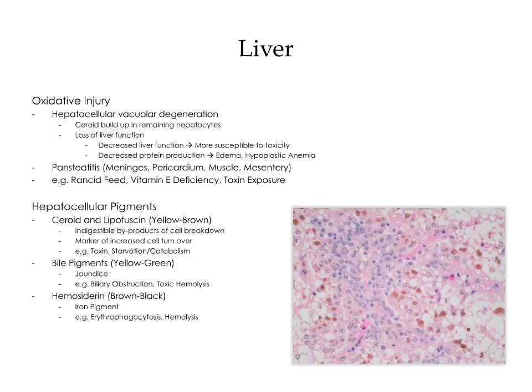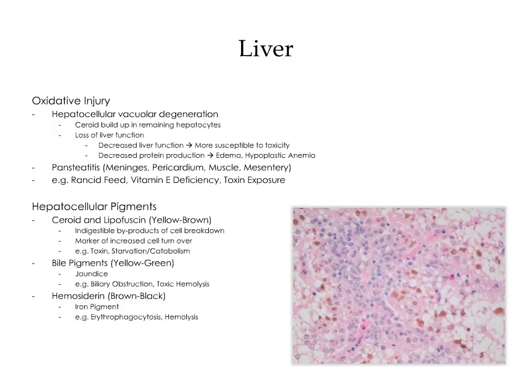Oxidative injury of the liver is characterized by hepatocellular vacuolar degeneration. There's also a buildup of ceroid in the remaining hepatocytes as they phagocytose the cellular debris. Vacuolar degeneration is associated with a loss of liver function. The loss of liver function will result in an increased susceptibility to other toxins. There's also decreased protein production, which can result in edema and hypoplastic anemia.